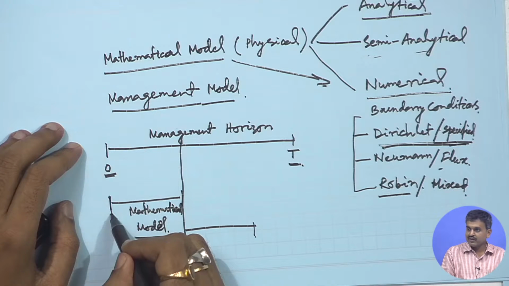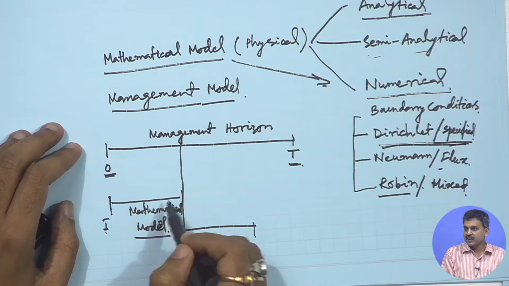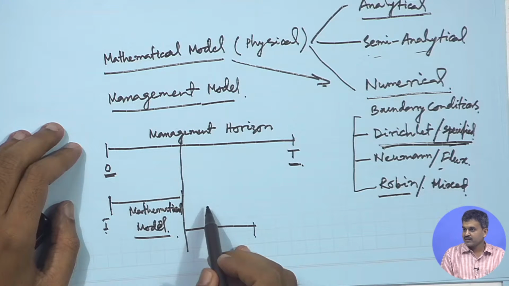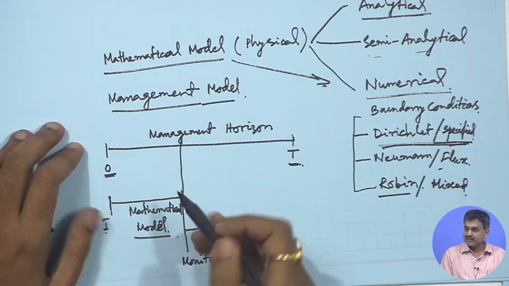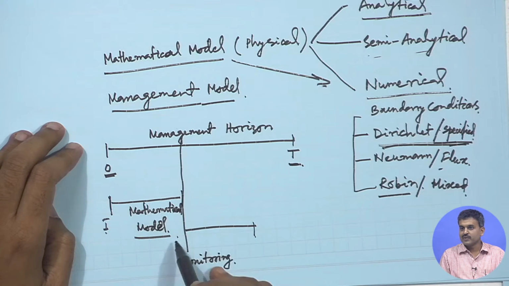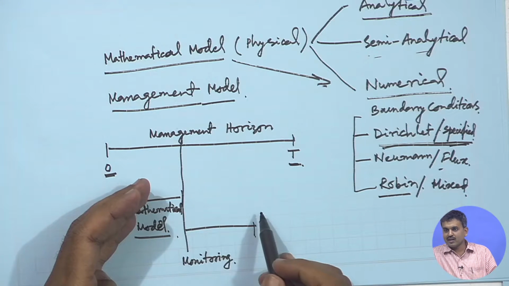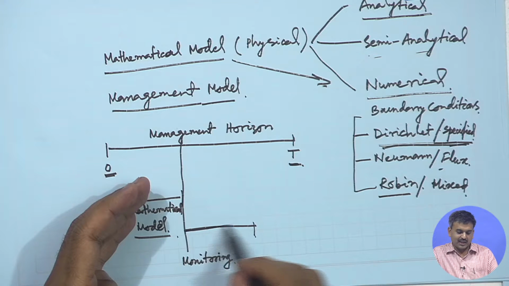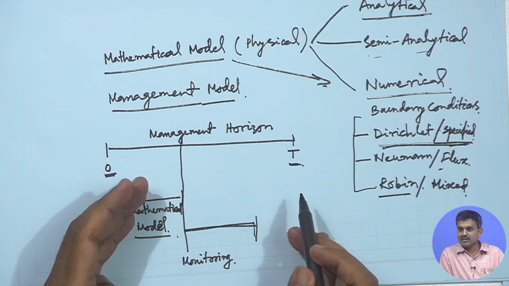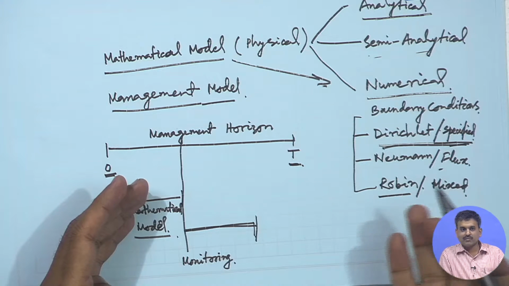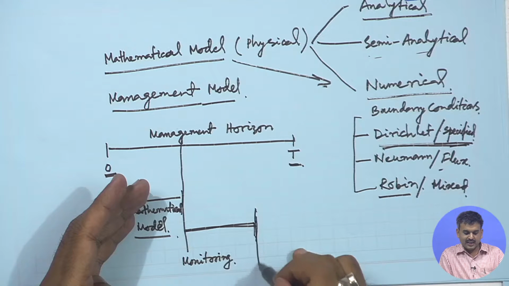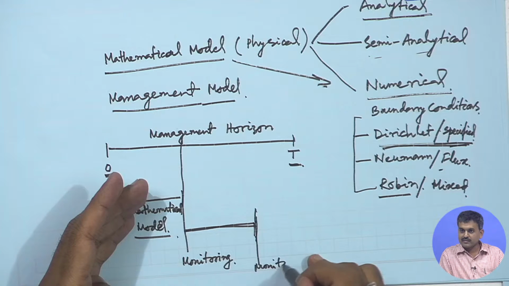You know some initial condition here. With that initial condition and boundary condition, we can run this. Again, we will collect monitoring data at this point, and we will get a certain amount of information. With that, we can update the model, and we can again utilize that model for the rest of the management horizon or part of the management horizon. Again, we can go for monitoring.